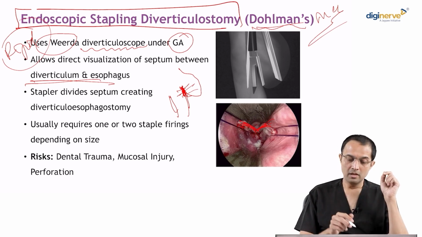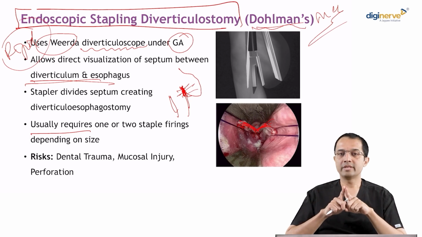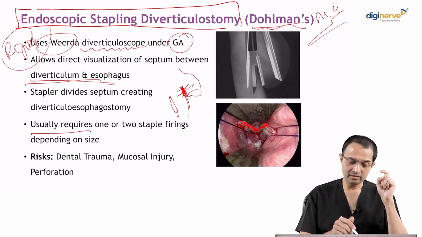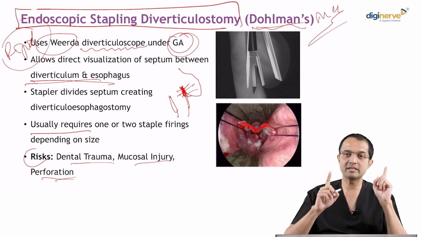Okay. So it generally requires 1 to 2 staple firings based on the size. The risks are dental trauma, mucosal injury and possible perforation. And remember, this is done under GA.